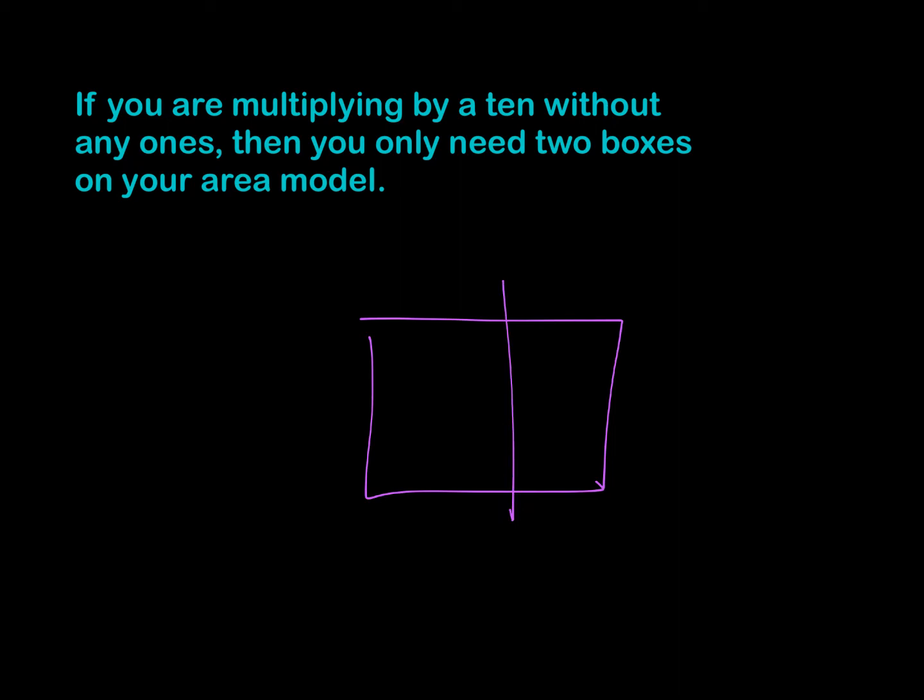So I'm only cutting the box into half because I'm going to have a problem like this: 46 times 30. This 30 is an even 10. So I'm just going to put it down here. I don't have any ones to separate from it. But I do have 46. So I have 40 and 6.